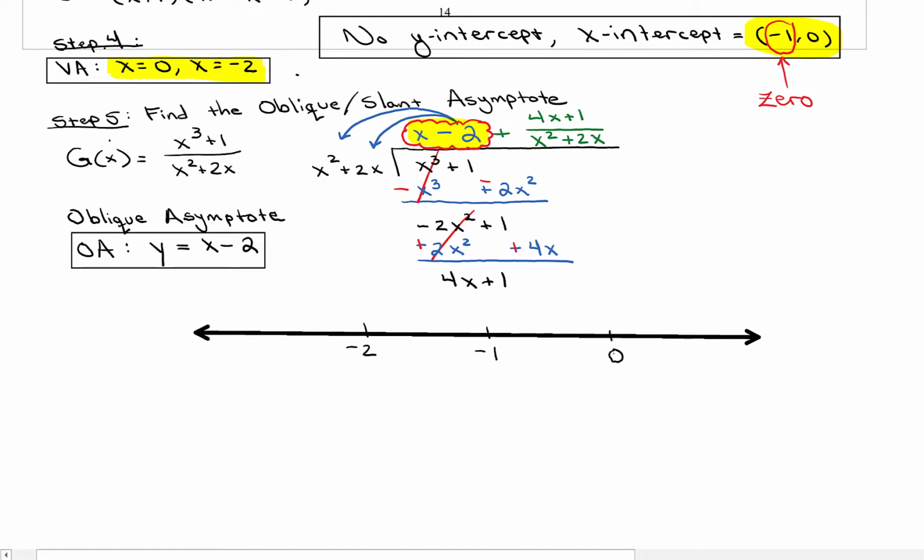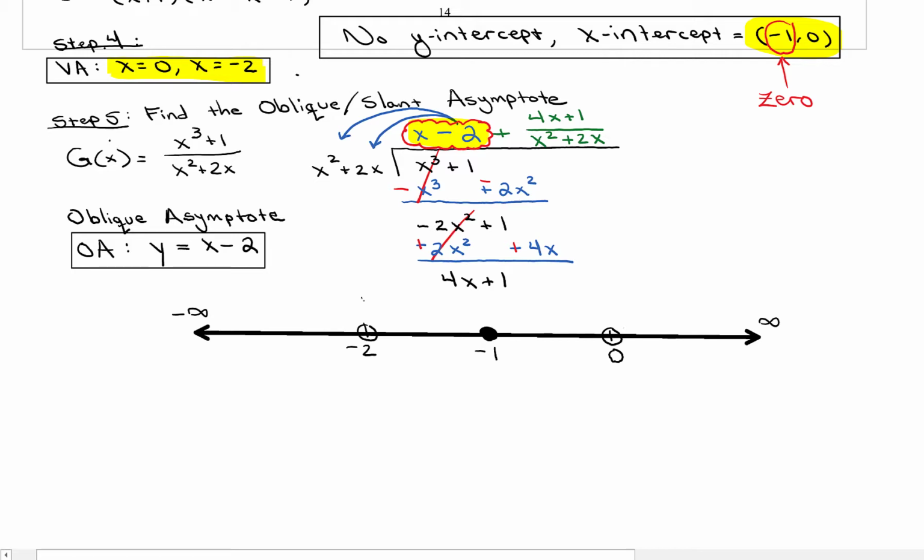I'm going to have an interval from -∞ to -2, one from -2 to -1, then from -1 to 0, and then from 0 to infinity. I'm going to put open circles on the -2 and the 0 because those represent the asymptotes, and I want to make sure it's clear that there's no way that x is ever going to equal those values. I'm going to do a closed circle though on the -1 because the -1 represents a 0.